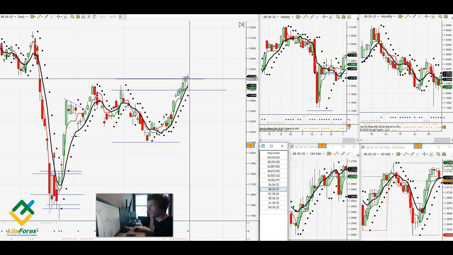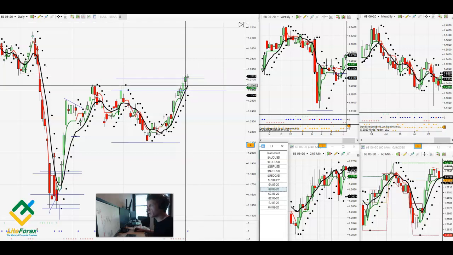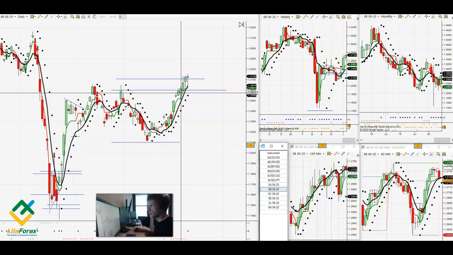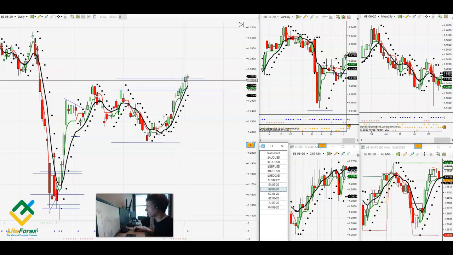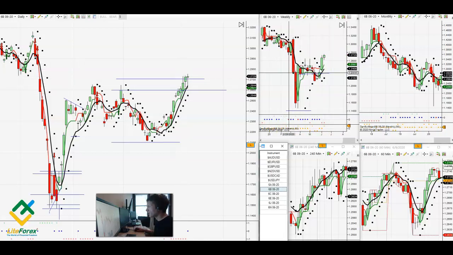Long lower wicks mean the momentum is back to the upside, just like you see here with the long lower wick. Usually it's going to mean the momentum is still to the upside. It wants to continue going higher. So let's let it go higher.